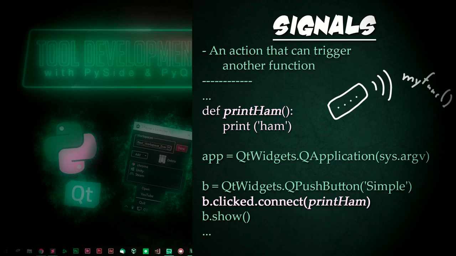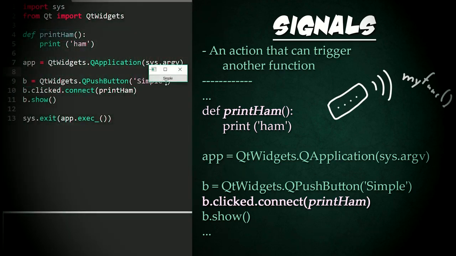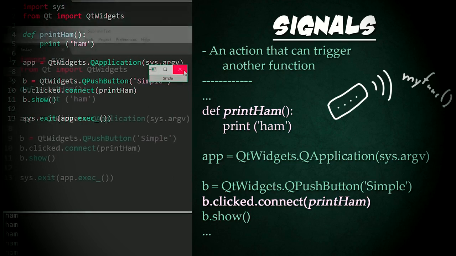So let's look at a signal in action. If I run this code, we now have a simple pop-up, and if I click it, notice that we have ham printing out. And that's it, that's all it does. Let's examine the code now.